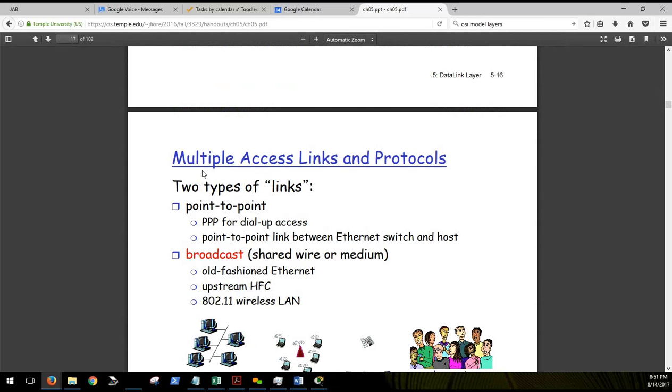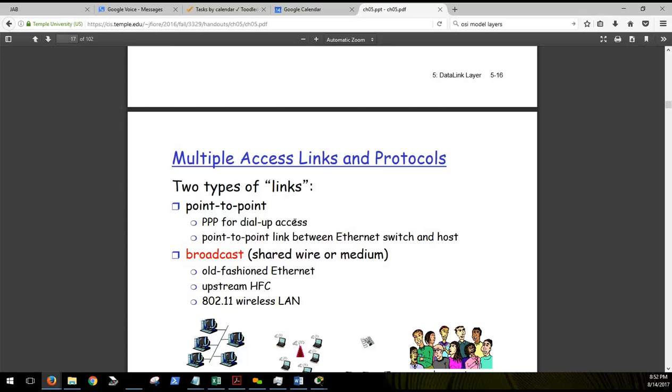Anyway, when we talk about multiple access protocols, links and protocols, there are essentially two types of links: point-to-point or broadcast. PPP is often used for dial-up access. When we used to use the old modems, we used point-to-point links. Also, in a switch, that is a point-to-point connection between the switch and the host. Broadcast is a shared wire or medium.